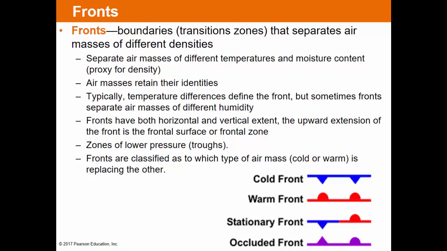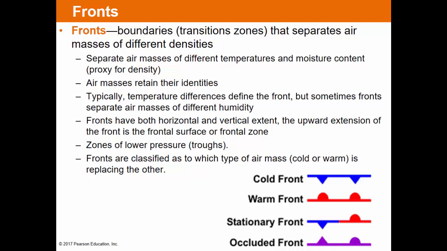The air masses, as they move along, may retain their identities. The front is the transition zone between that air mass and the next. Now, typically temperature differences do define the front, but sometimes a front simply will separate air masses of different densities, and so I should say different humidities. And so maybe like a stationary front, on one side will be a warm and humid air mass, and the other side will be a warm and dry air mass. So typically fronts do separate air masses of different temperature, but sometimes they're just simply air masses of different humidity.